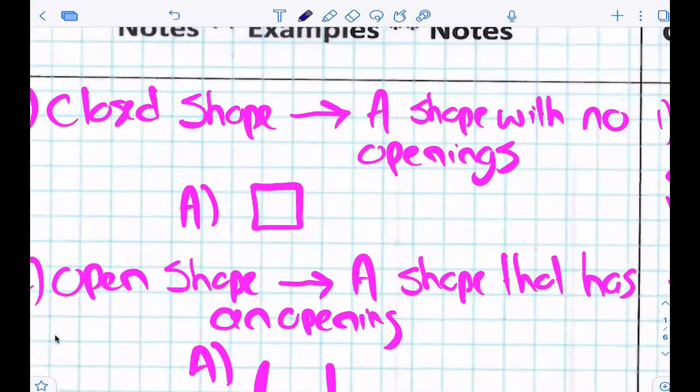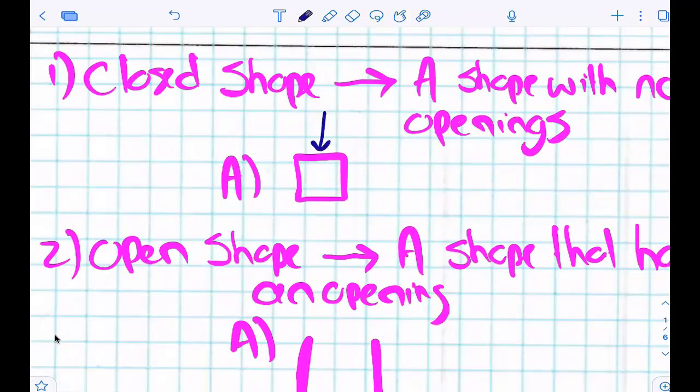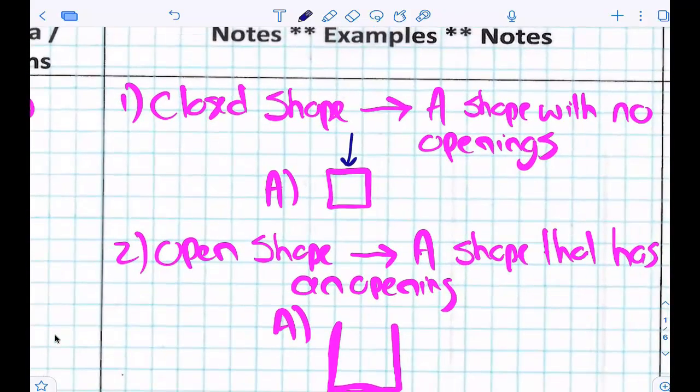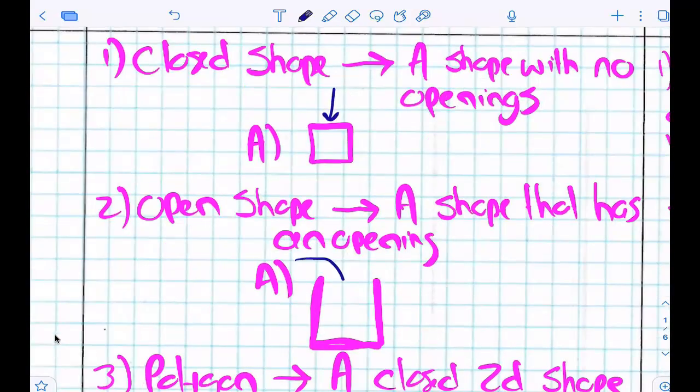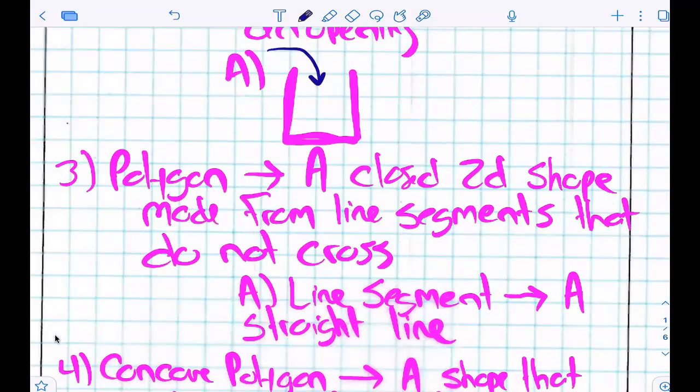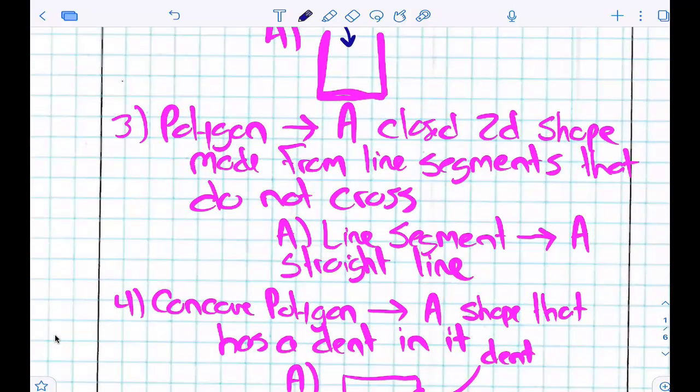So if you have a 2D shape like this one right here, we know that it is a closed shape because there's no openings in it, right? Like the most definition ever. A polygon would be a closed two-dimensional shape that has a lot of different lines connected together, right?